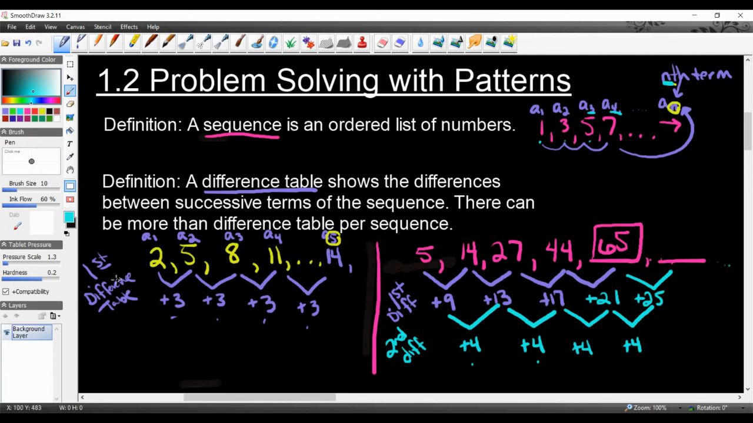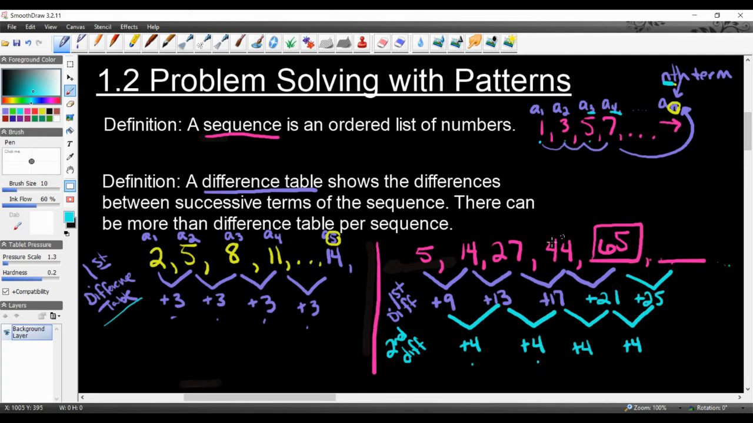So to do that, we use something called a difference table. Sometimes a sequence will require more than one. Like this second example, we had to do 2 of them. Can it require 3? Yes, it can keep on going. So just be ready for that, because I believe one of your problems is going to ask you to do it about 3 times.